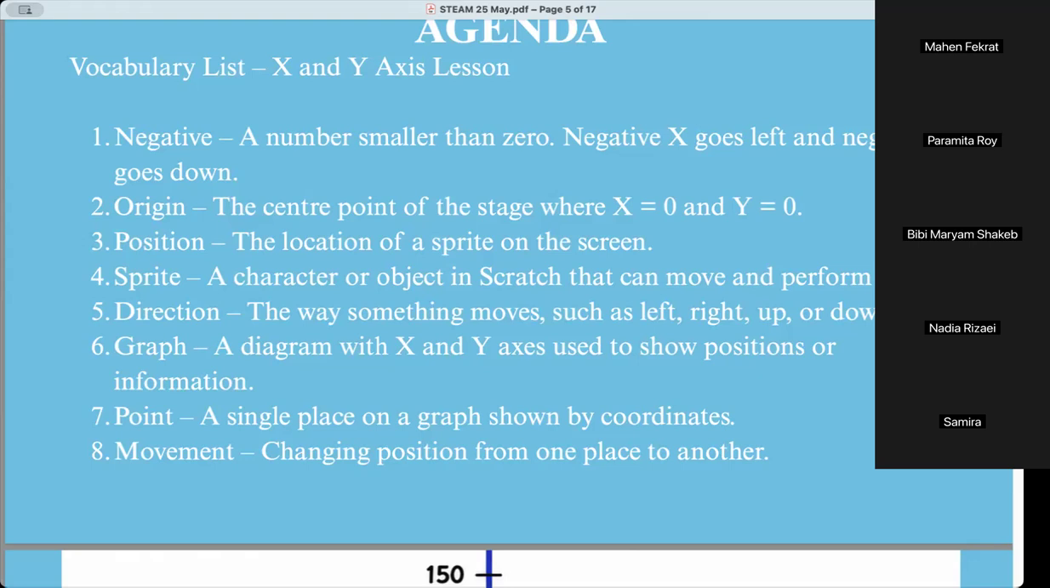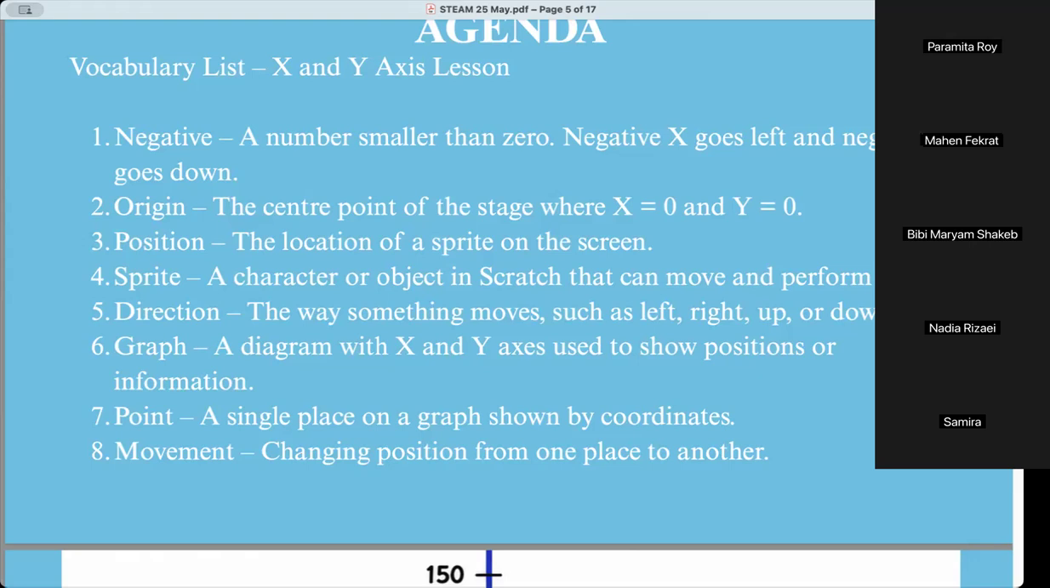You don't have to remember everything, because once we start working on the sprite, you will be using this vocabulary, so don't stress too much about remembering. It will happen anyway. Mahen, the word position, please. Position, the location of a sprite on the screen. Good.